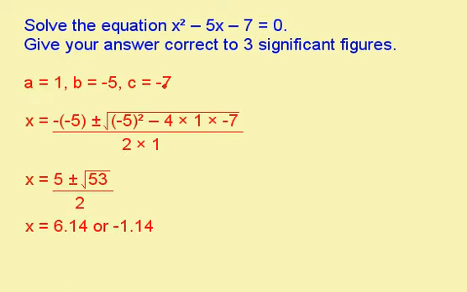So here we have the values of a, b and c, and we're going to substitute them into our formula. When you come to simplify this part here, type this bit into your calculator exactly as it's written here, and it will give you 53. When you come to get the answers, remember you have to do it two ways. 5 plus the square root of 53, press equals, then divide by 2. That will give you 6.14. And 5 minus the square root of 53, press equals and then divide by 2, and that will give you minus 1.14.